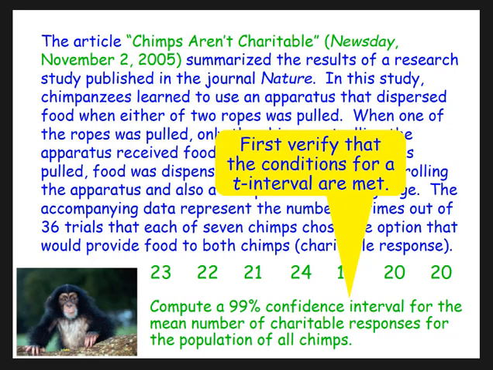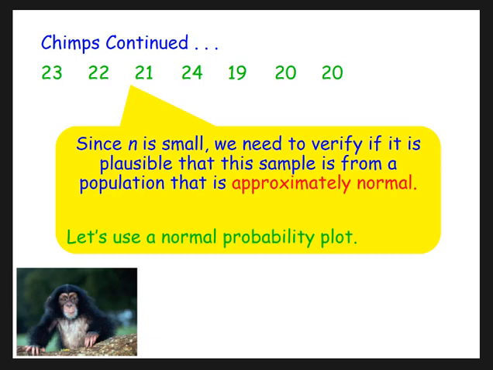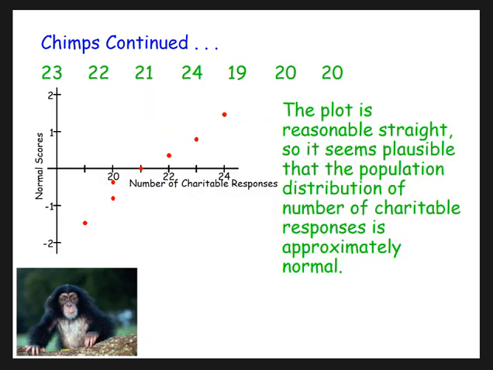This is a small sample, so we need to know that this is approximately normal, and that's given in the problem. We also need to know that it was randomly selected, and it is. It says it's random selection of chimps. So the sample is representative. It's approximately normal. If you wanted to, you could use the normal quantile plot or probability plot, or you could use a dot plot. There is that normal probability plot. It's close to a straight line, so it's approximately normal.